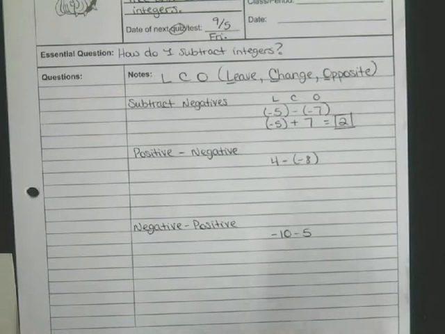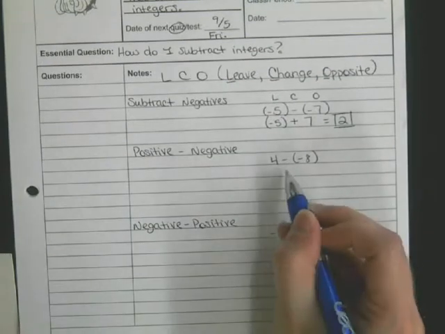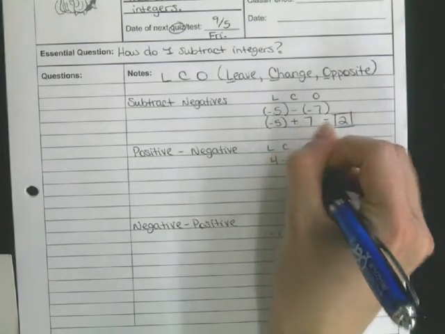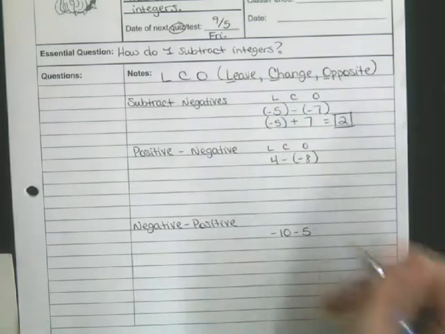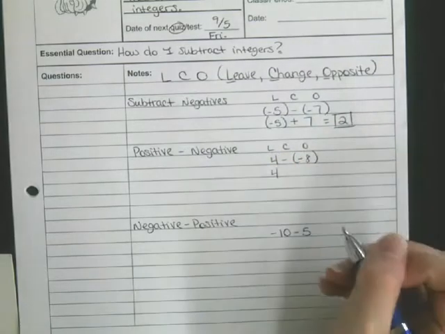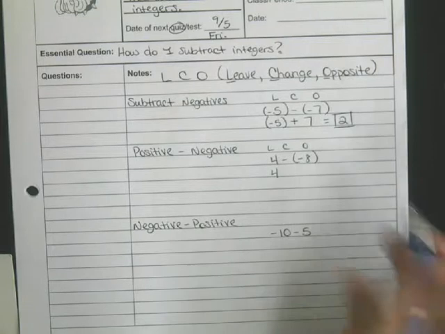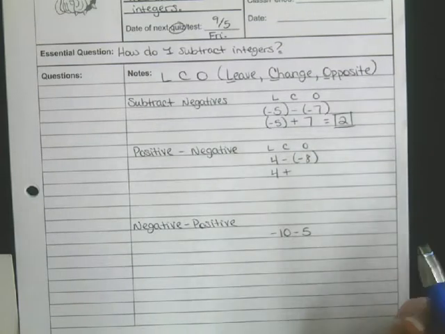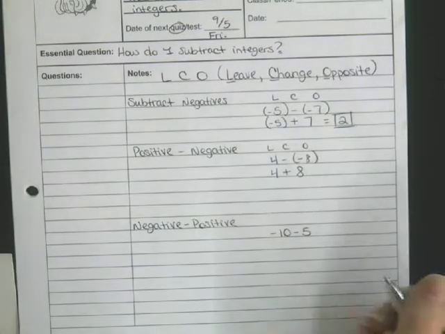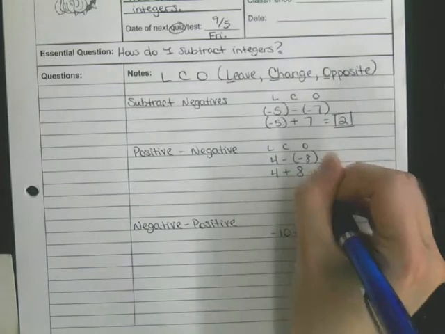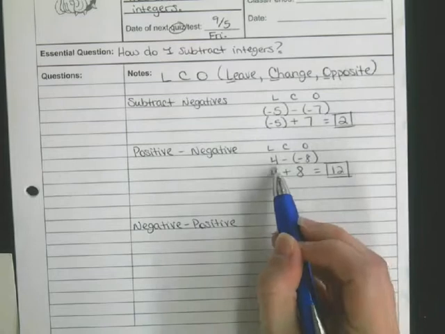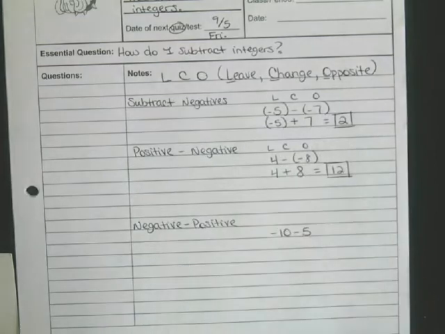Let's do a positive minus a negative integer. And right here I have 4 minus a -8. Again, I want to leave, change, and take the opposite. So I'm going to leave 4 the same. I'm going to change my subtraction symbol to an addition symbol. And I'm going to take the opposite of -8, which is just a +8. Now I simply have 4 plus 8, and that equals 12. So 4 minus a -8 equals 12.